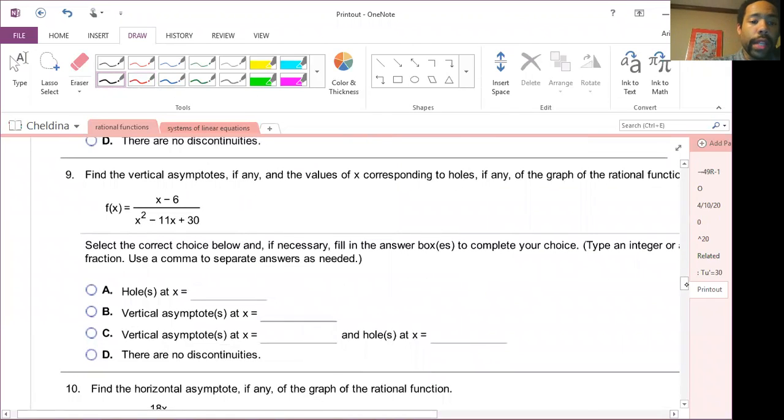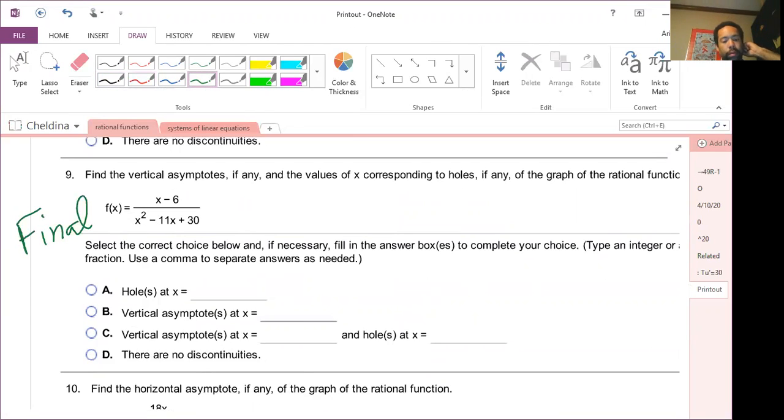This one looks like the one that's going to be on the final. So here, the first thing we want to do is factor. And so it's x minus 6, that's the numerator. And so here we are again, where we need to find the factors of 30 that add up to 11. That would be 6 and 5. And they both have to be negative.